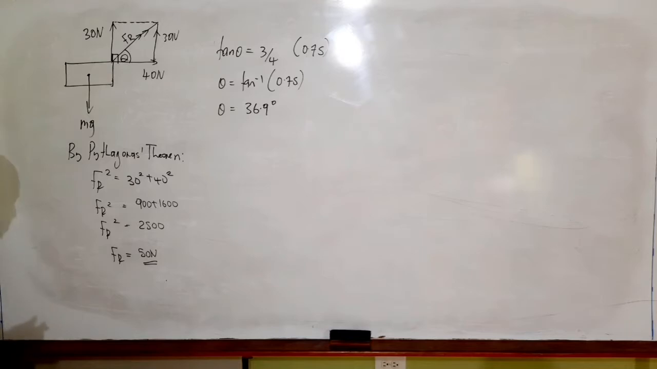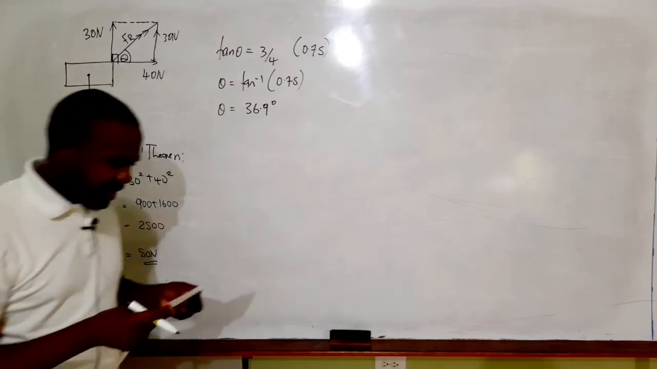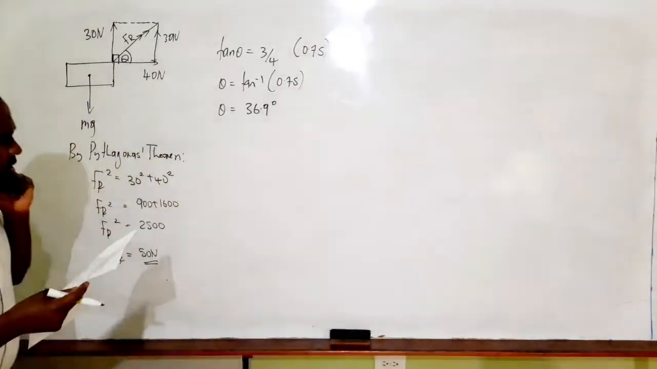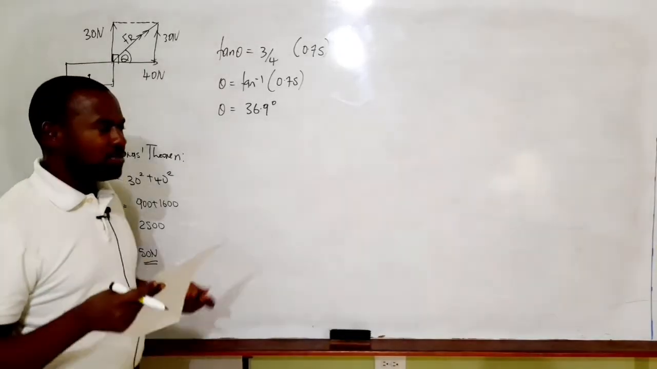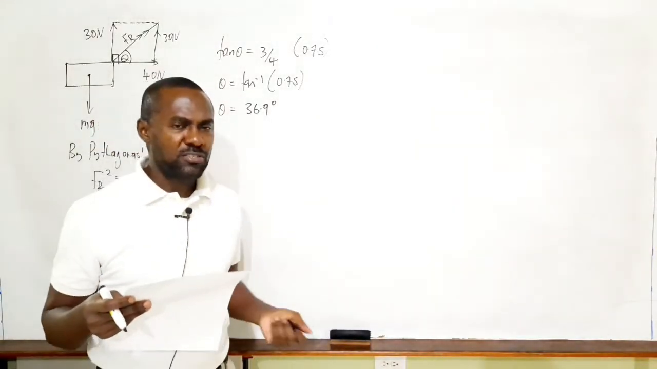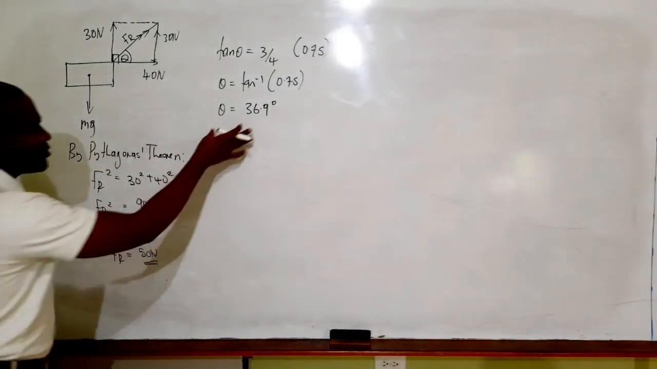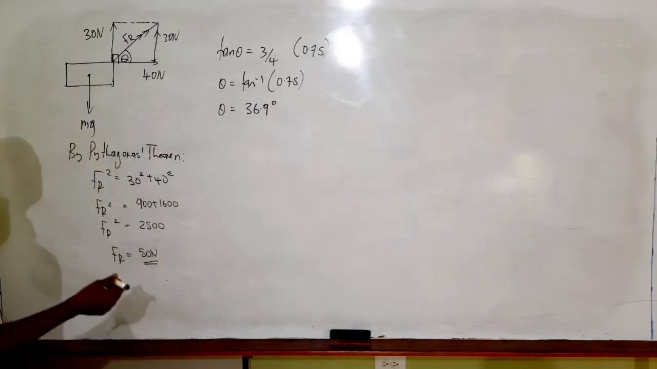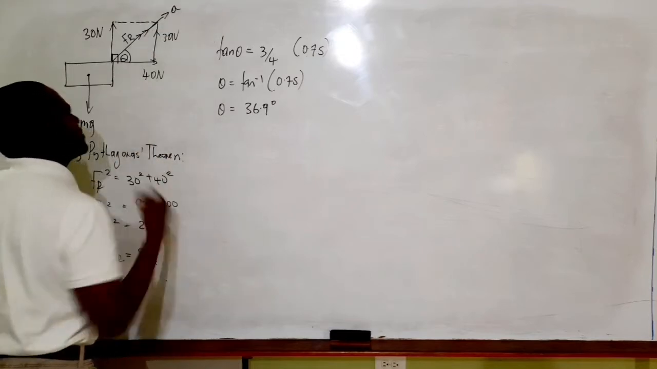Now the question did not ask for the resultant force, it asked for the acceleration, and it also asked for the direction of the acceleration. But what we know is that whenever there is a resultant force acting on a body, then the acceleration must be in the direction of the resultant force. So we found the magnitude of the resultant force, and we've also found the direction, and this will also be the direction of the acceleration.